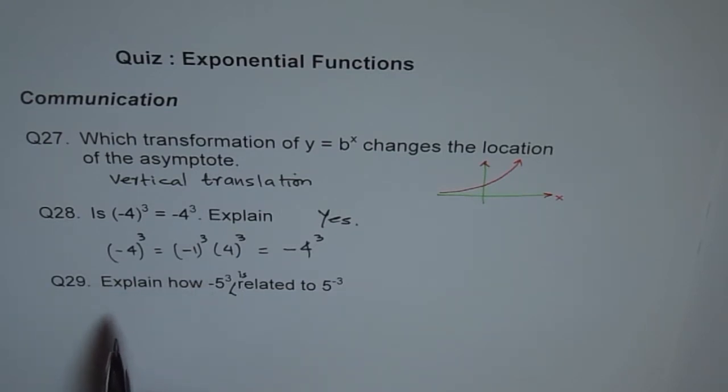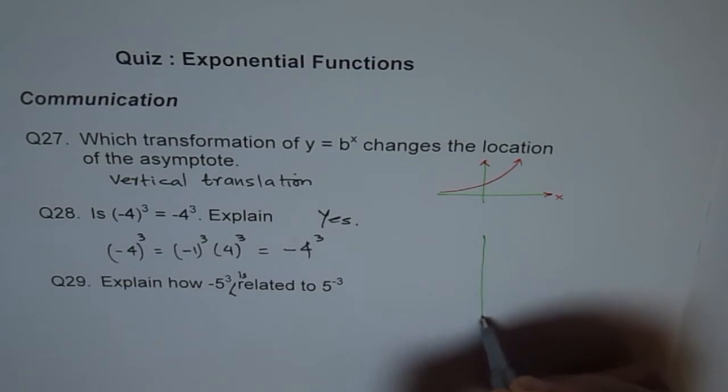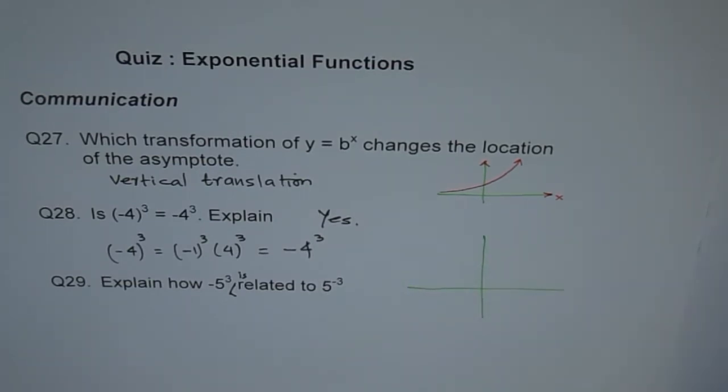Yes. Now, question 29. Explain how minus 5 to the power of 3 is related to 5 to the power of minus 3. This is a very difficult question, and it's sometimes very hard to understand. Now we are trying to figure out how they are related, right? So there are a couple of ways in which we can think about it. For example, if you try to sketch these two functions, what should you expect?